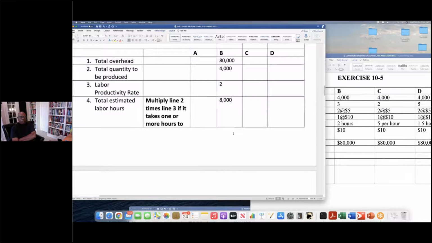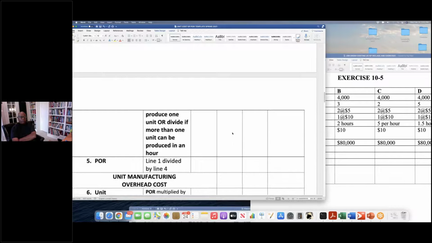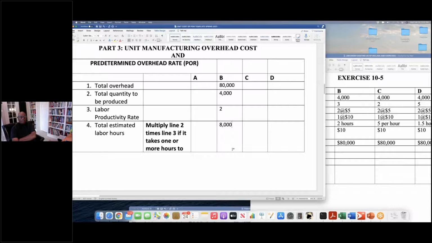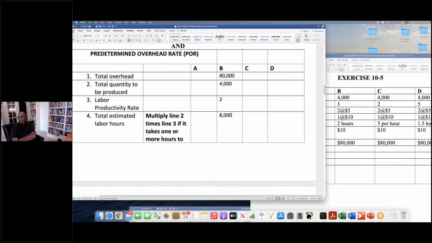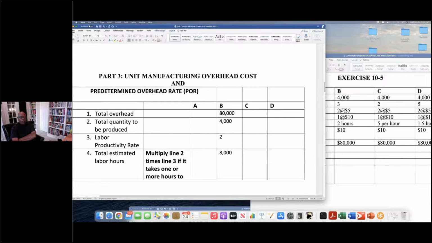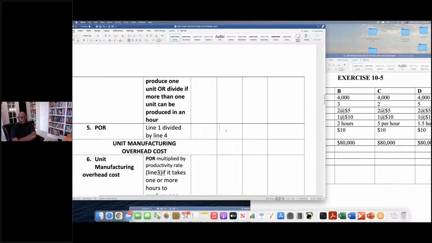So what's our POR going to be? 10,000. Oh wait, no, I'm wrong. Hold on. The POR is line 1 divided by line 4, that's 10. It's 10. Yes, sir.